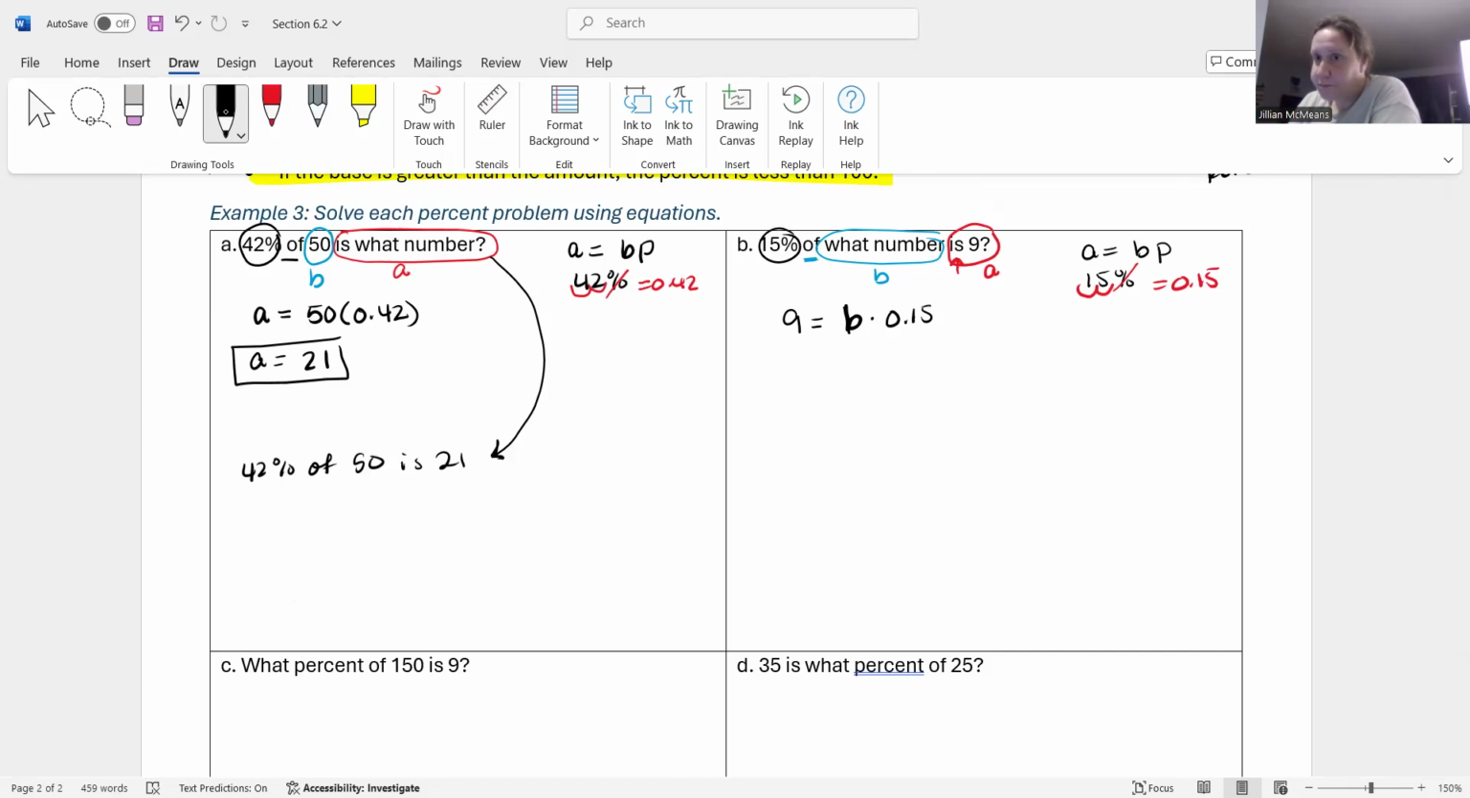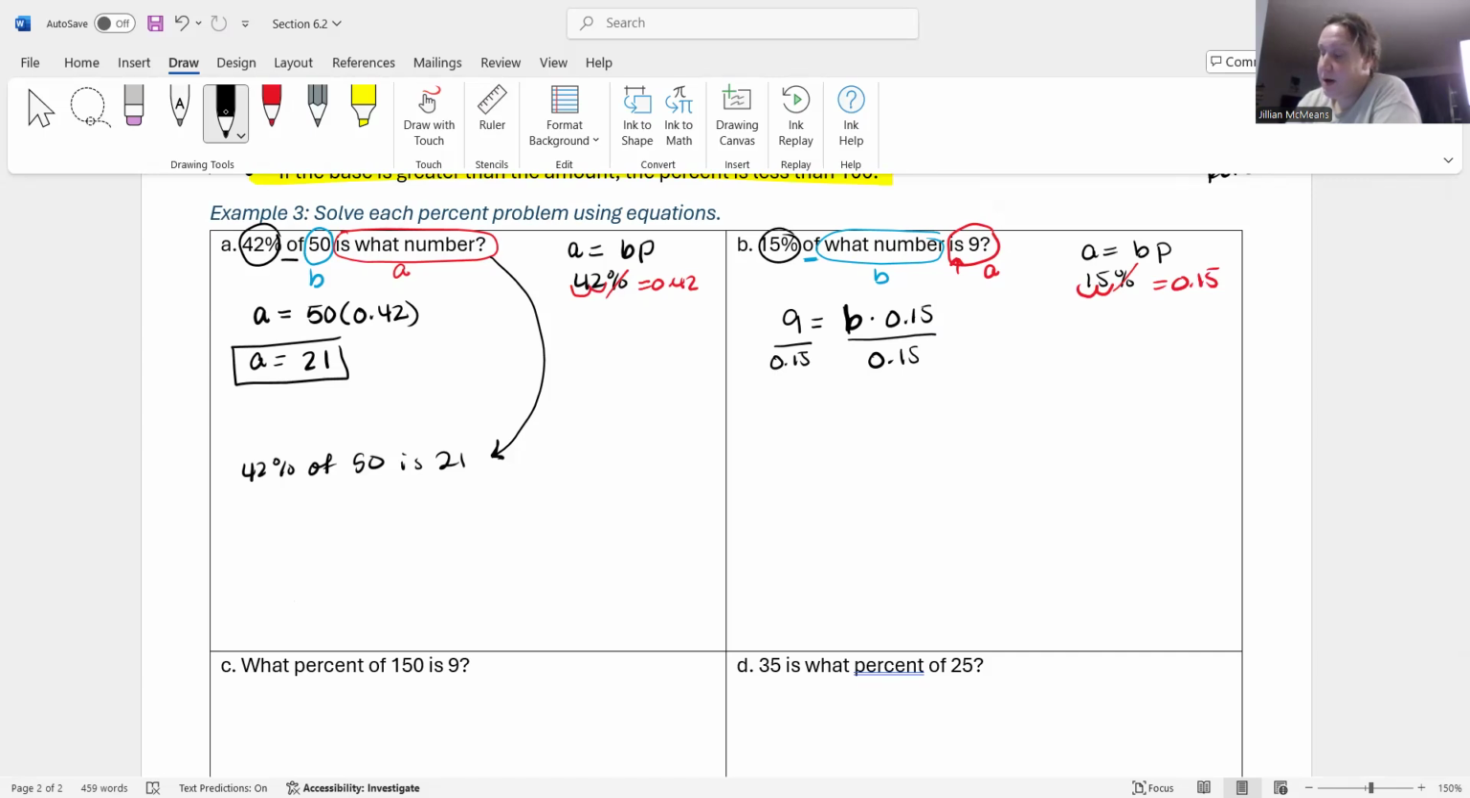Now, here's the deal. We have to always undo what has happened to a variable. That's kind of the heart and soul of solving equations. So I need to find a way to isolate this b. The issue is b is being multiplied by 0.15. Well, I need to undo that multiplication. So to undo multiplication in math, we divide. So to undo the multiplication of b and 0.15, I divide, but if I do it on one side, I have to do it on the other side. Okay, so that's kind of just solving an equation.